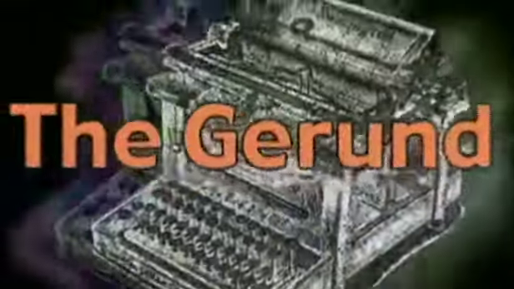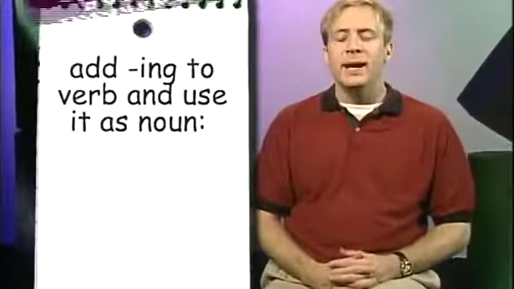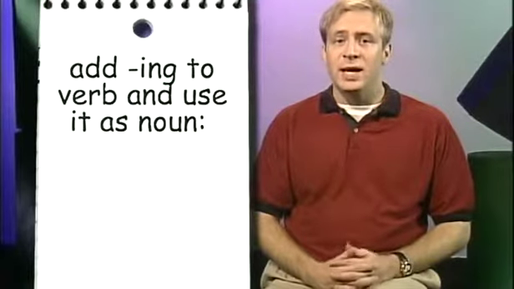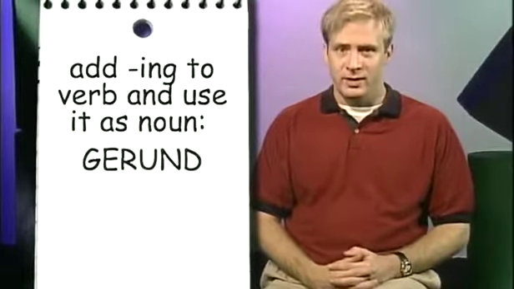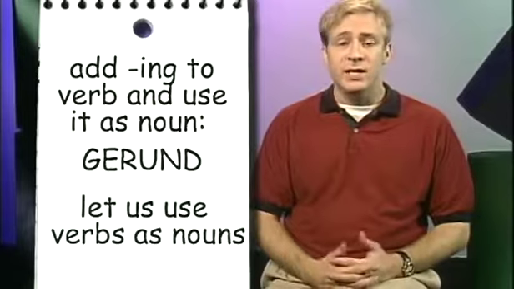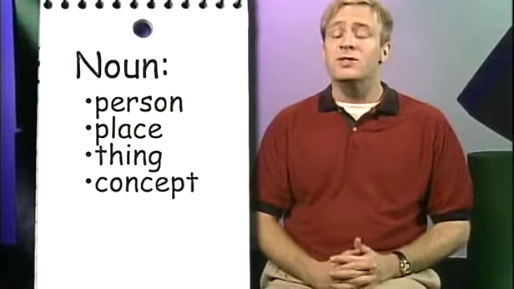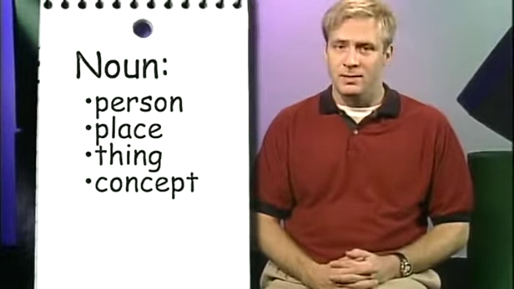The gerund. When we add ing to a verb and use it as a noun, we call it a gerund. Gerunds let us use verbs as if they were nouns. Remember that a noun is a person, place, thing, or concept. Now, take a look at this sentence.